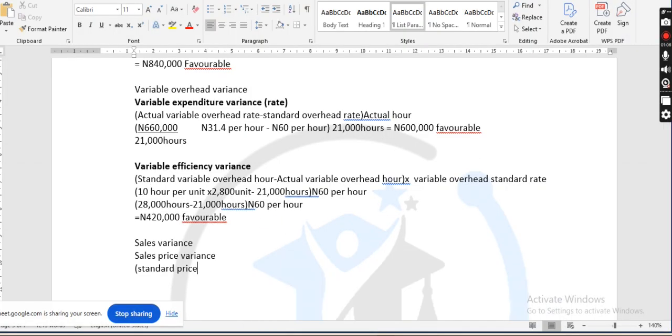Standard price minus the actual price. Right? The standard price minus what? The actual price times, just like the way we normally do rates. Class, in labor rates, you have standard rates minus actual rates times the actual hours. Is that not so? So the same thing here: standard price minus actual price times what? The actual quantity sold.